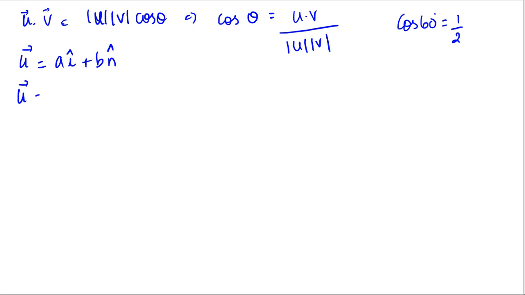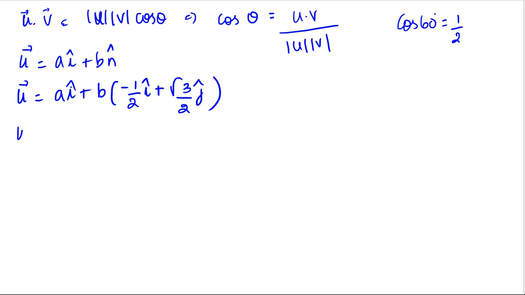So I can write my n cap over here, which is minus 1 by 2 i cap plus root 3 by 2 j cap. So on simplification, I will get my root u vector to be (a minus b) by 2 i cap plus root 3 b by 2 j cap.